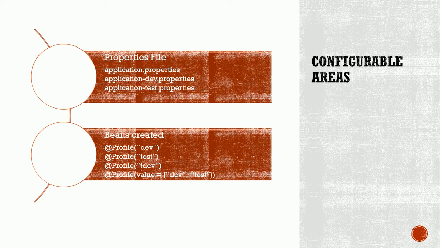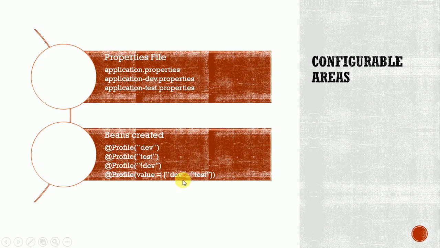Now, when I say the properties file, it is not limited to application.properties. It also includes all the YAML files, such as a default profile would run either using the application.properties file or application.yml file. Similarly, the dev profile would run either using the application-dev.properties or application-dev.yml, whatever is being provided.